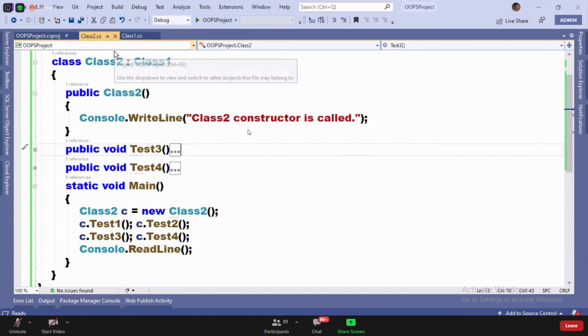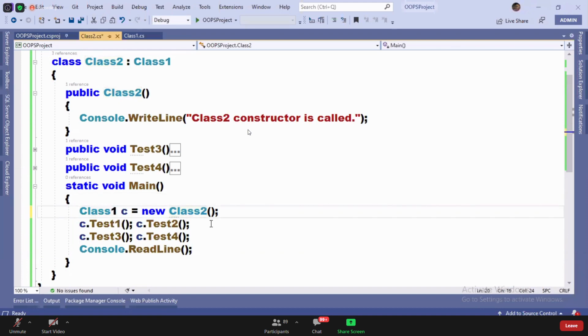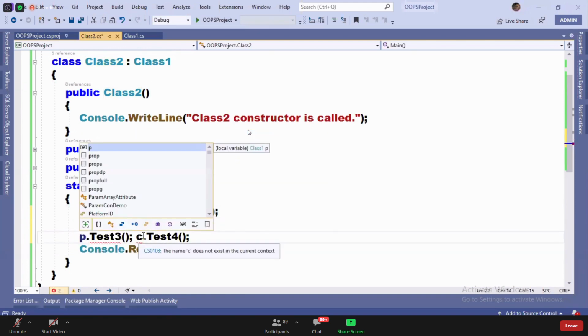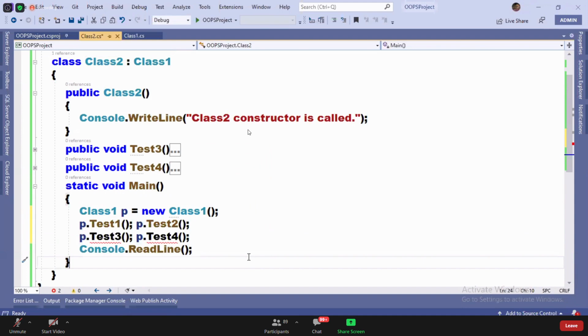Okay. So the parent class cannot access child class members, guys. Parent class cannot access the child class members. See, I'm creating the instance of class 1. If I create the instance of class 1, I can call test 1, I can call test 2, but I cannot call test 3 and I cannot call test 4 because test 3 and test 4 are purely defined in the child class. Got it?